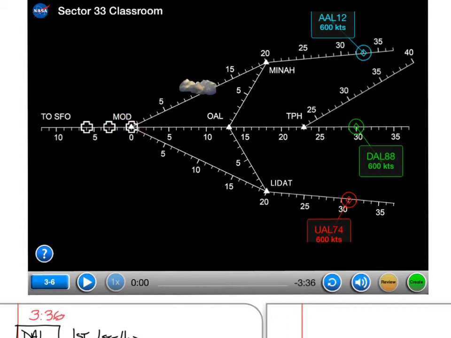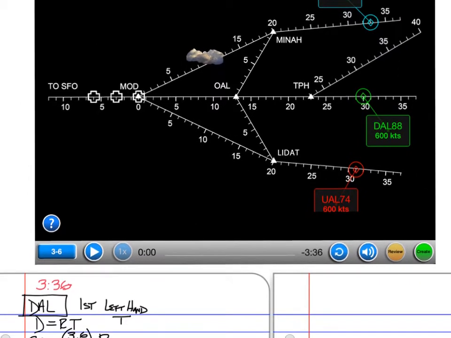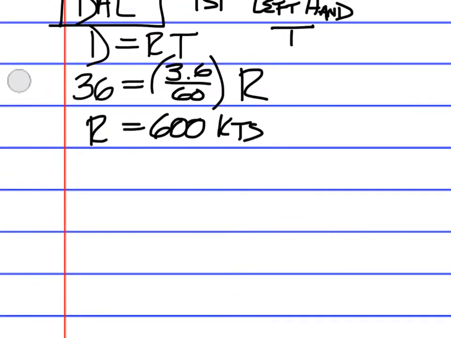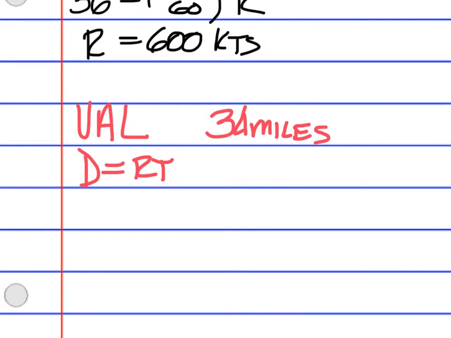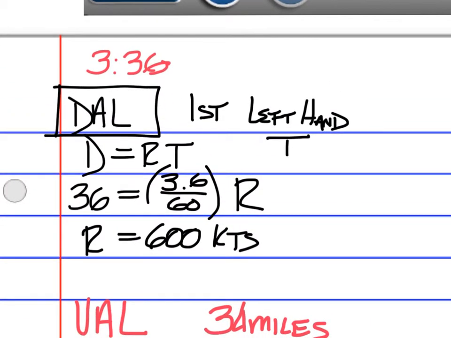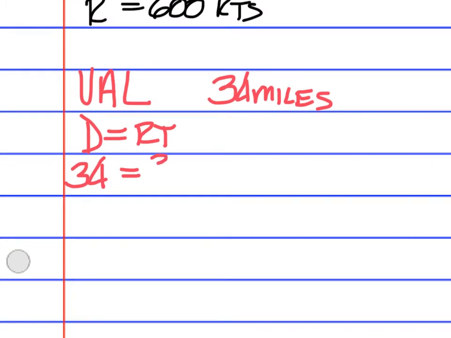What is that distance? 34. That distance is 34. That is right. So now we're working on United Airlines, and it has a distance of 34 miles to travel. Okay, let's figure this out. With D equals RT, if I have to go 34 miles at some constant rate over 3 minutes and 36 seconds, which we determined was 3.6 over 60, then what rate would that come out to be?